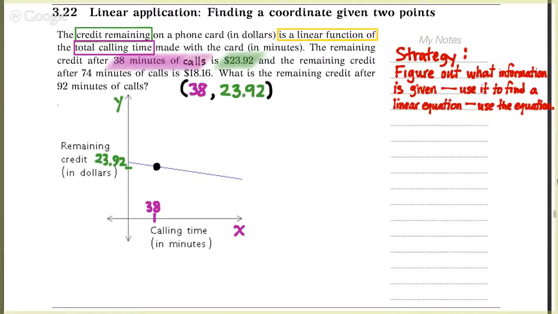The next part of the sentence does the same thing again, just with different values. It tells us after 74 minutes of calls, the remaining credit is $18.16. So that gives us a second point, (74, 18.16).